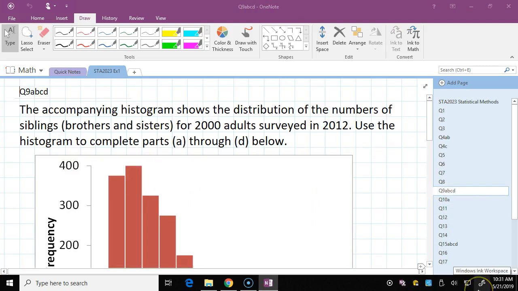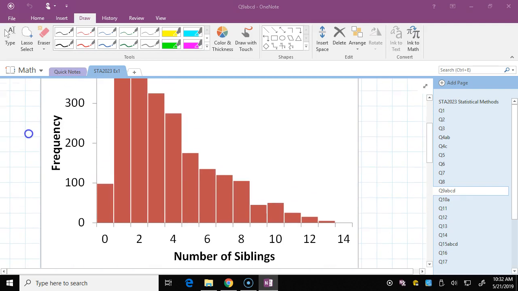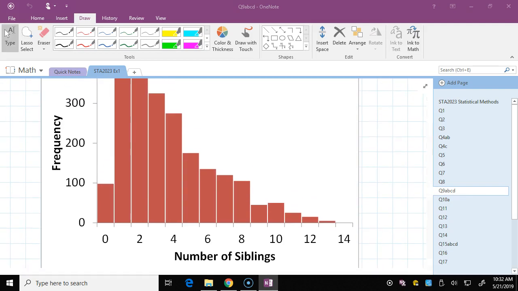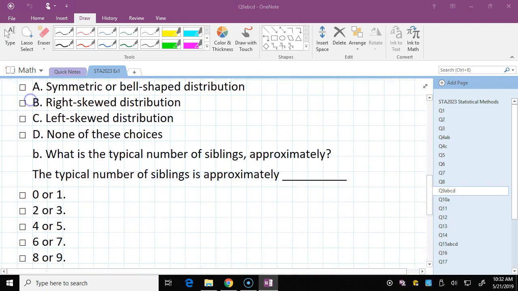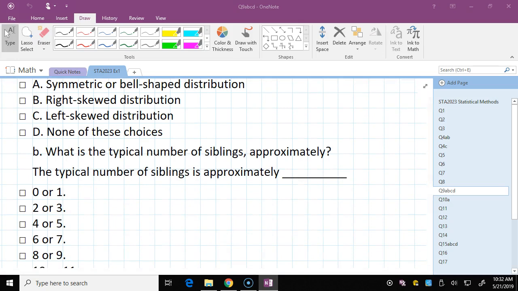All right, question number 9. Lots of information on this one. And I did use a calculator in this one on part D. So did she give us the right histogram table again? Number of siblings, perfect. And you'll also notice that some of the blanks that you have down here are numbered. That's because it's multiple choice, or it's a drop down. Okay?